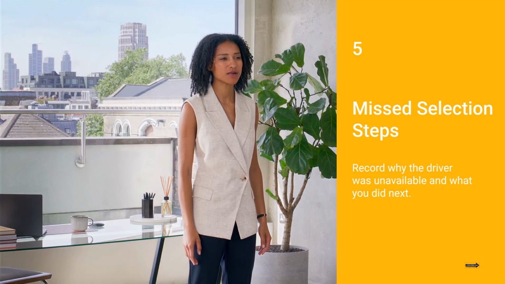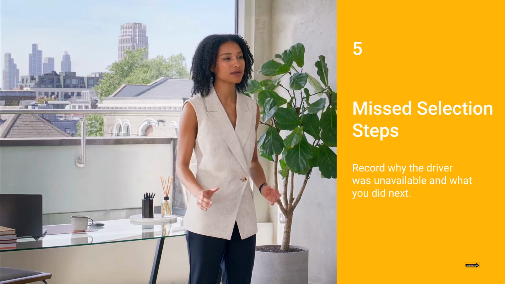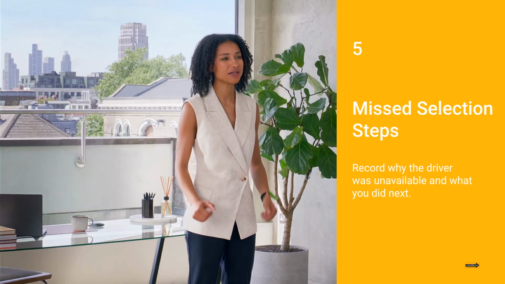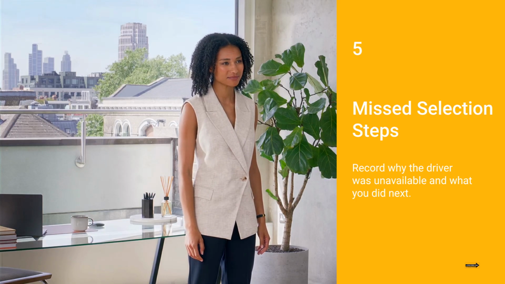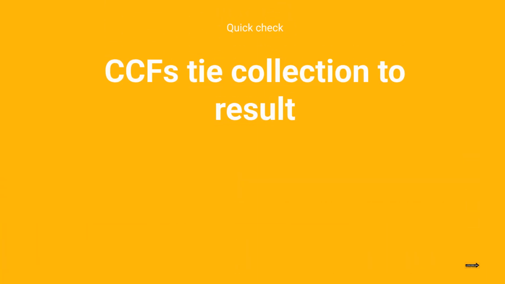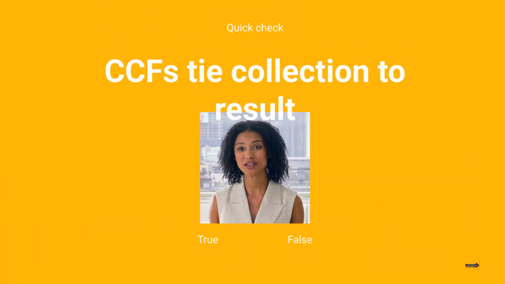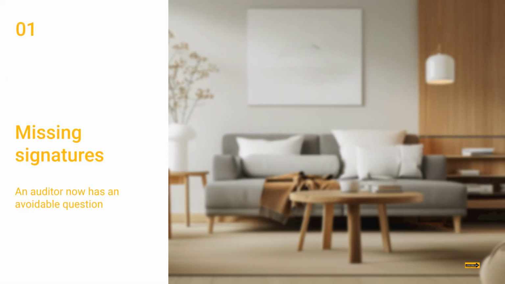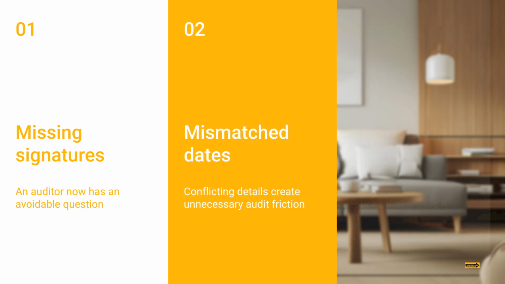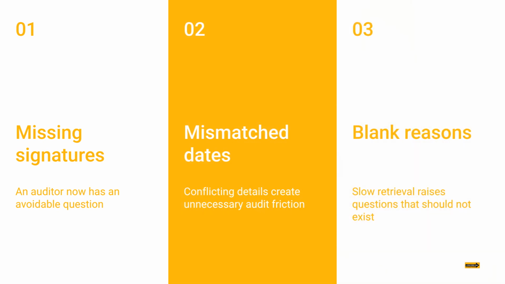And if a selected driver wasn't available, save the reason they were unavailable and the exact steps you took to handle that missed selection. Completed custody and control forms, including electronic CCFs, are what tie the collection event to the lab and then all the way to the final result. When signatures are missing, dates don't match, reasons are left blank, or a form takes too long to pull up, you've handed an auditor a question that never needed to exist.